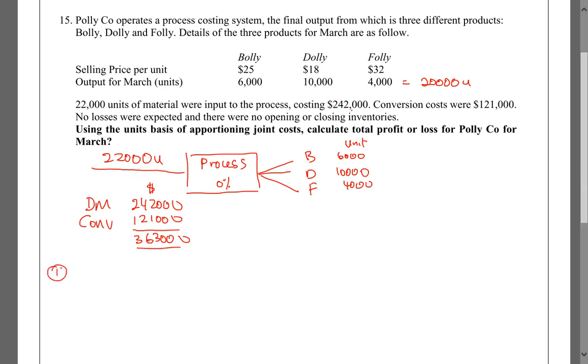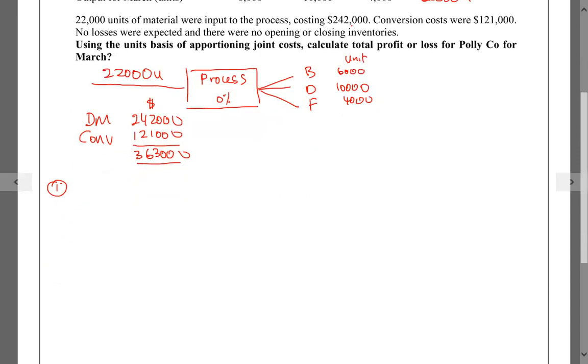Step 1. Expected output. 22. Actual 20. Can I write expected loss, actual loss? Okay, can. So I have a 2000 abnormal loss.